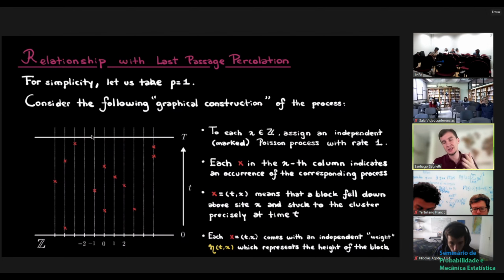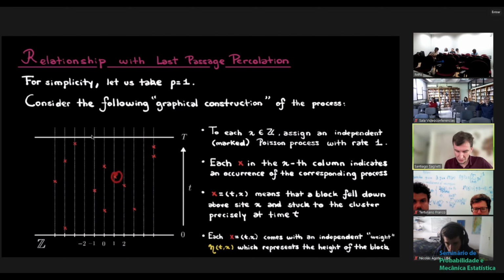blocks, the times at which they fell down from the sky, and their heights. I'm going to encode all this information with a sequence of Poisson processes. So for each integer, I'm going to have a Poisson process with rate 1, which is going to be independent for the different values of x, for the different integers.